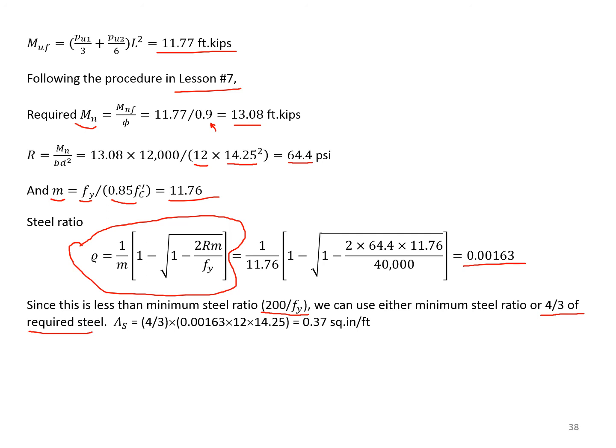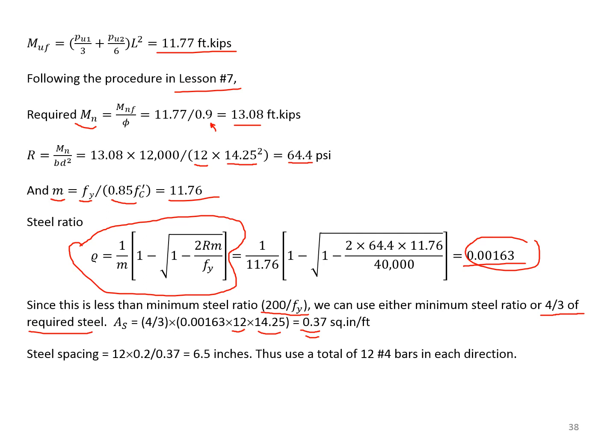Required steel is 0.0163, this is steel ratio, times 12 times d, multiply by 4/3, so I get 0.37 square inches per foot of reinforcement I need. And in order to find out what is the spacing, you always multiply by 12 inches by the cross-sectional area of the bar divided by how much steel you need. So you have to put these bars at 6.5 inches apart.